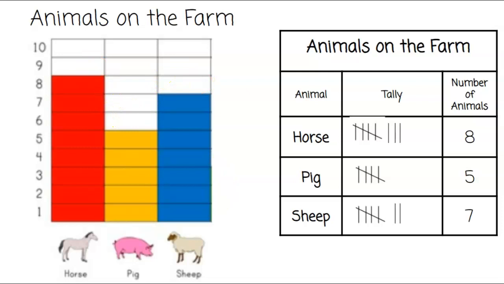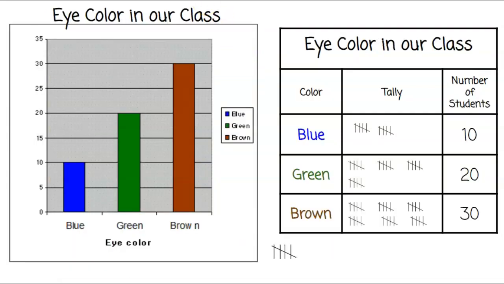Let's look at another example. The title of this graph is Eye Color in our class. And we have our labels down here, colors. And again, we have our numbers off to the side that tell us how many. So when I look over here at my frequency table, I can see how many tallies we have, and I can see how many total students like the color blue.